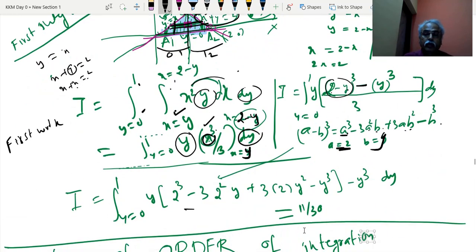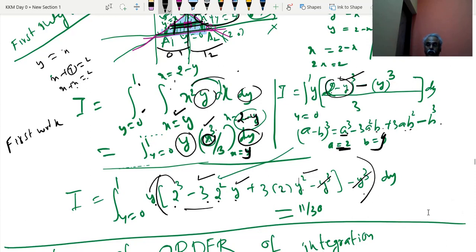See, this is the expansion of 2 minus y whole cube. Expansion is done here: a cube minus 3a square b plus 3ab square minus b cube. And here y multiplication is there. Minus y cube is there. Of course, this y is multiplied to this whole term. So what happens is this y cube is getting cancelled. Afterwards you multiply by y, integrate, put limits 0 to 1. You should get 11 by 30.